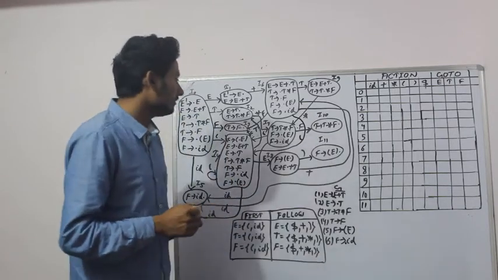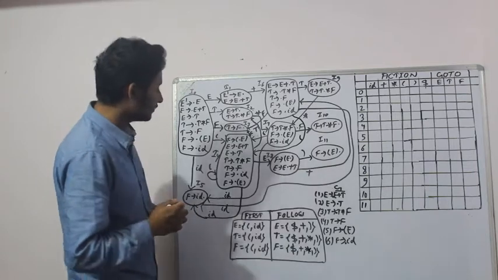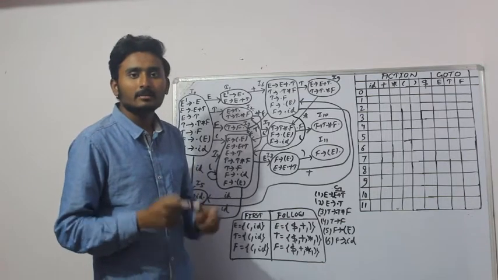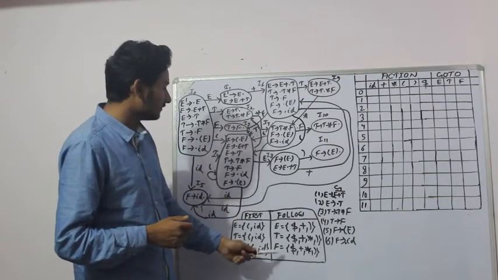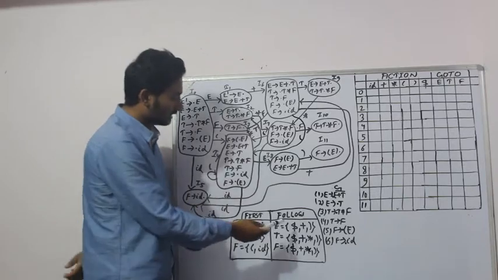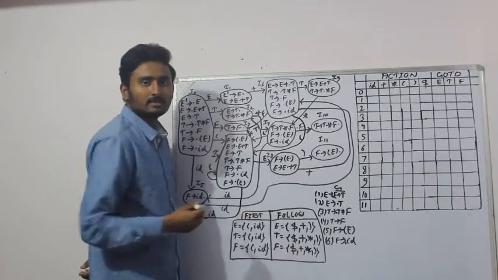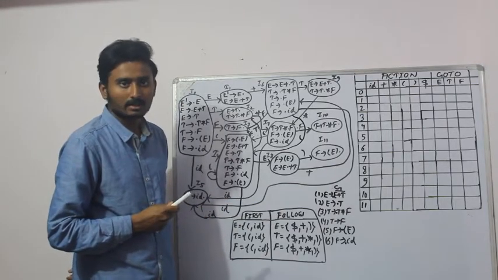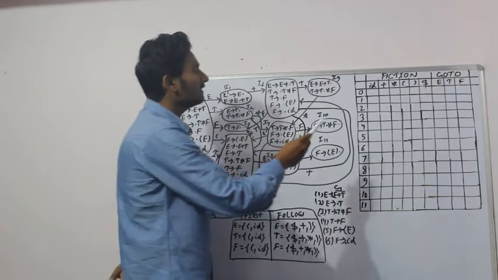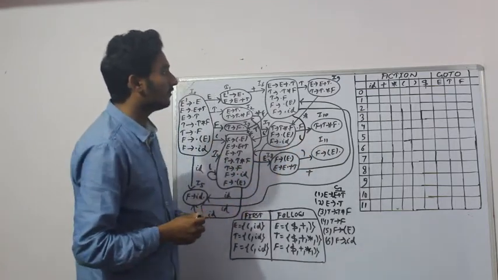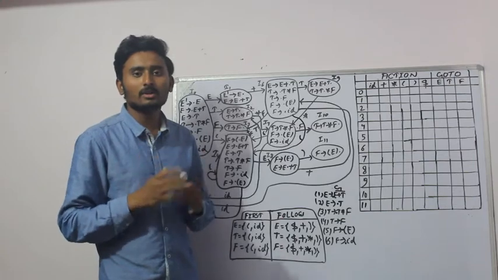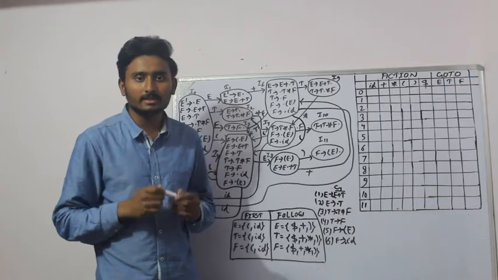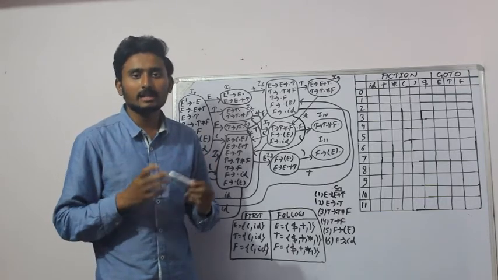Now what we need to do is find the first and follow for every production. Why? Because the follow elements we have calculated will be used for the reduce operations. As we have already read, there are four actions we can perform: the first one is shift, the second is reduce, the third is accept, and the last is error.